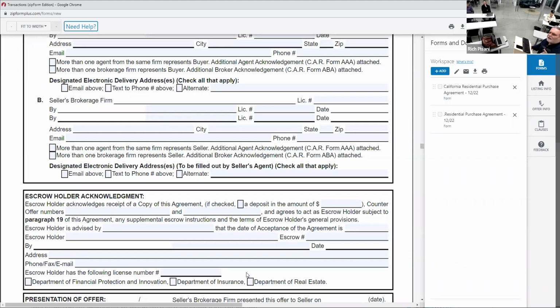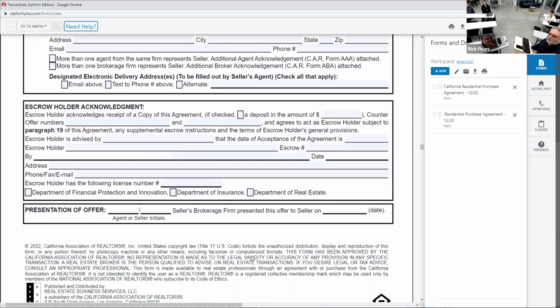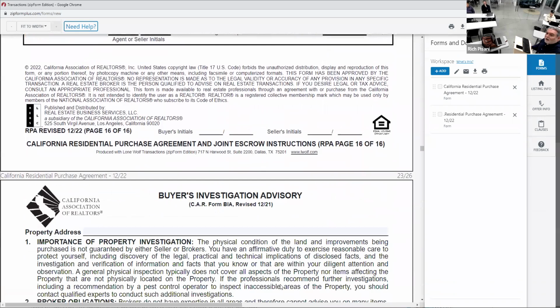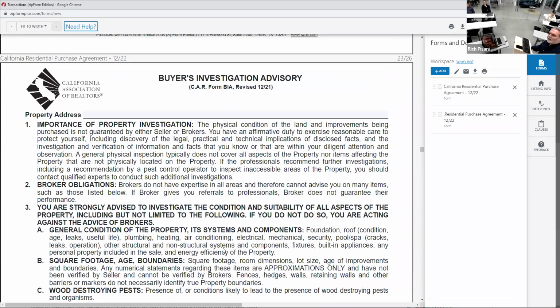Also, I thought of something and it totally went out of my head. Anyways, okay, so escrow holder acknowledgement, the escrow holder fills that out. Presentation of offer, you can do that if you want, you don't have to, like I said. And then that is the RPA. Then it goes into buyer investigation.